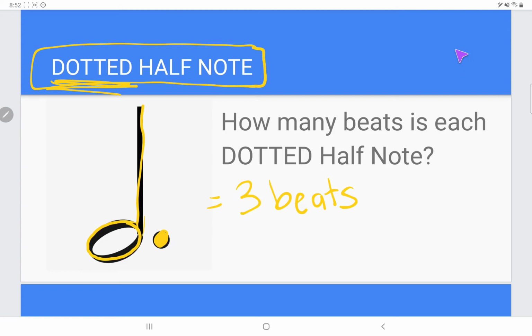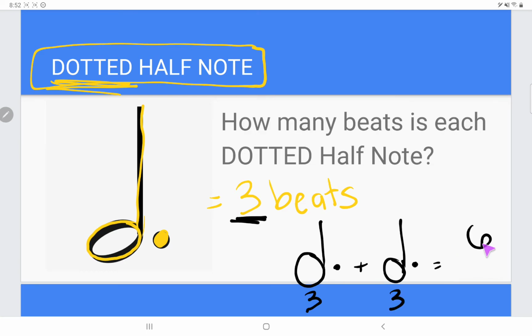So let's pretend to do another music math equation. If we had 2 dotted half notes and I wanted to add them together, remember each one is worth 3 beats. So this would be 3 beats. This other one would also be 3 beats. When you add them together, they would be 6 beats. And I'm always remembering to write that word beats in every time.